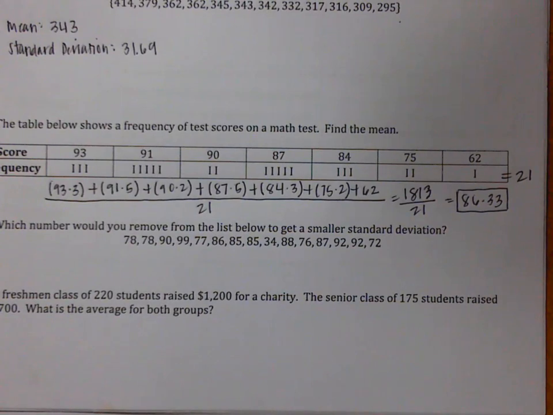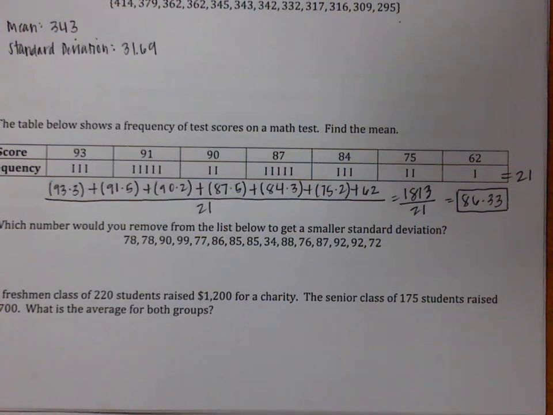Okay, so let's look at 5. 5 says, which number would you remove from the list below to get a smaller standard deviation? Remember, a smaller standard deviation means the numbers are closer together. So take a second, look at those values and see which one you would remove to get a smaller standard deviation.